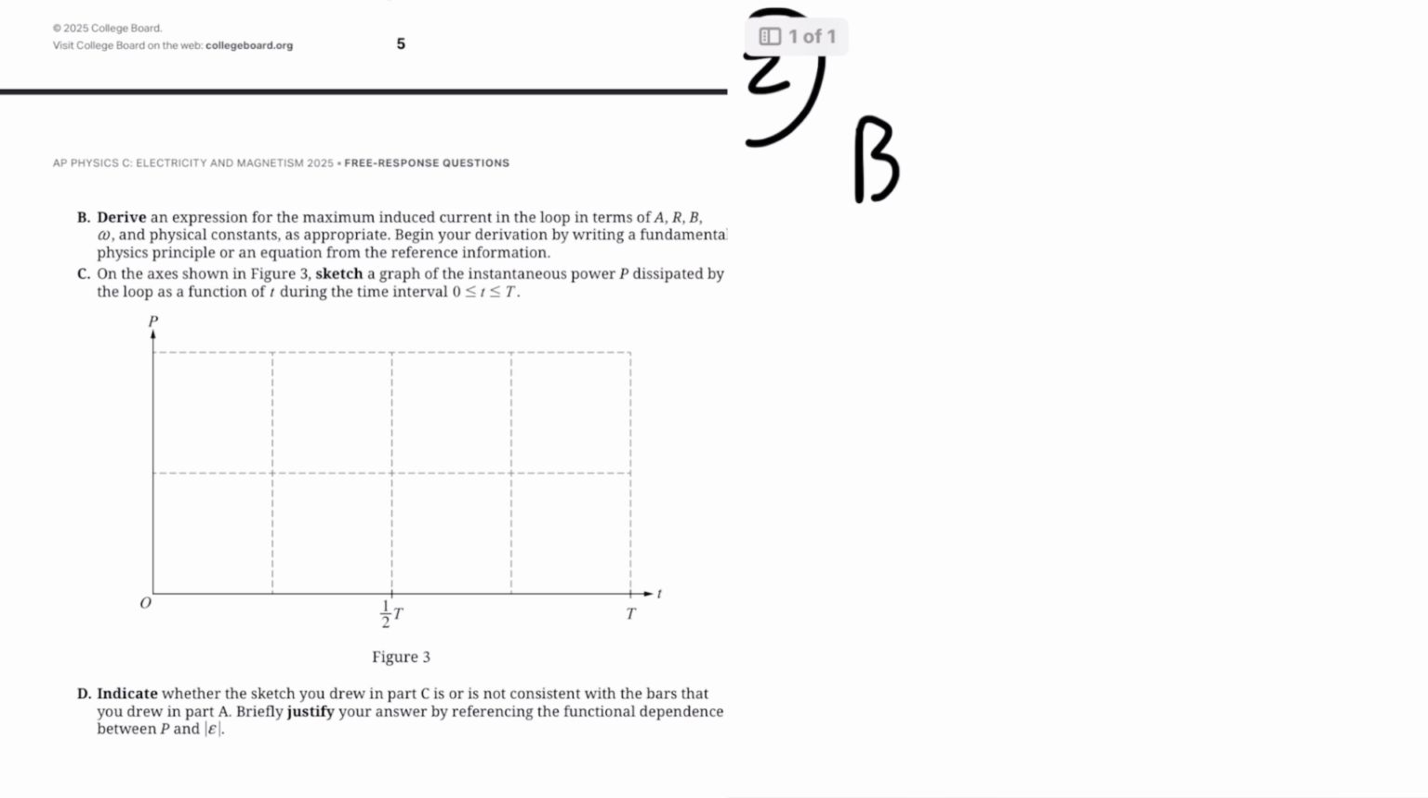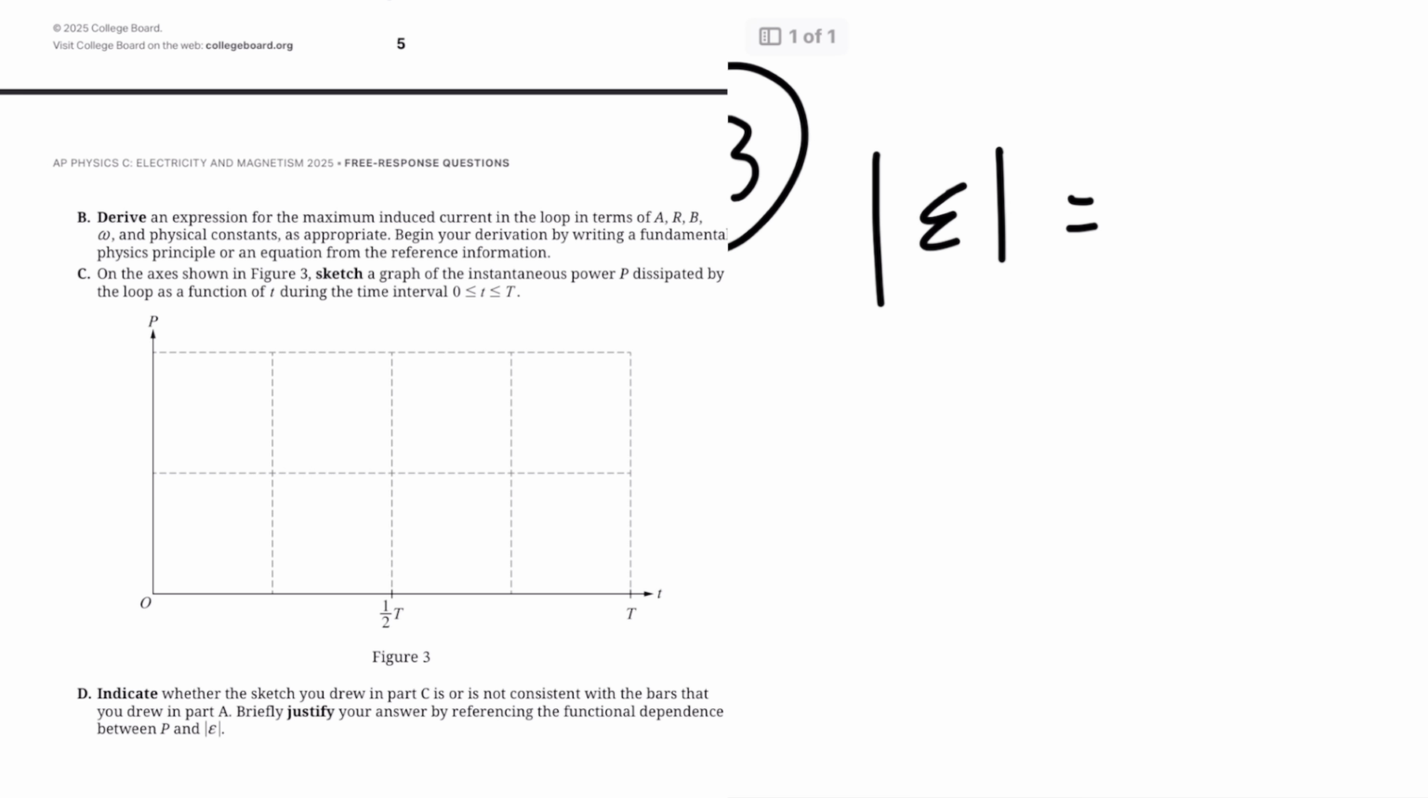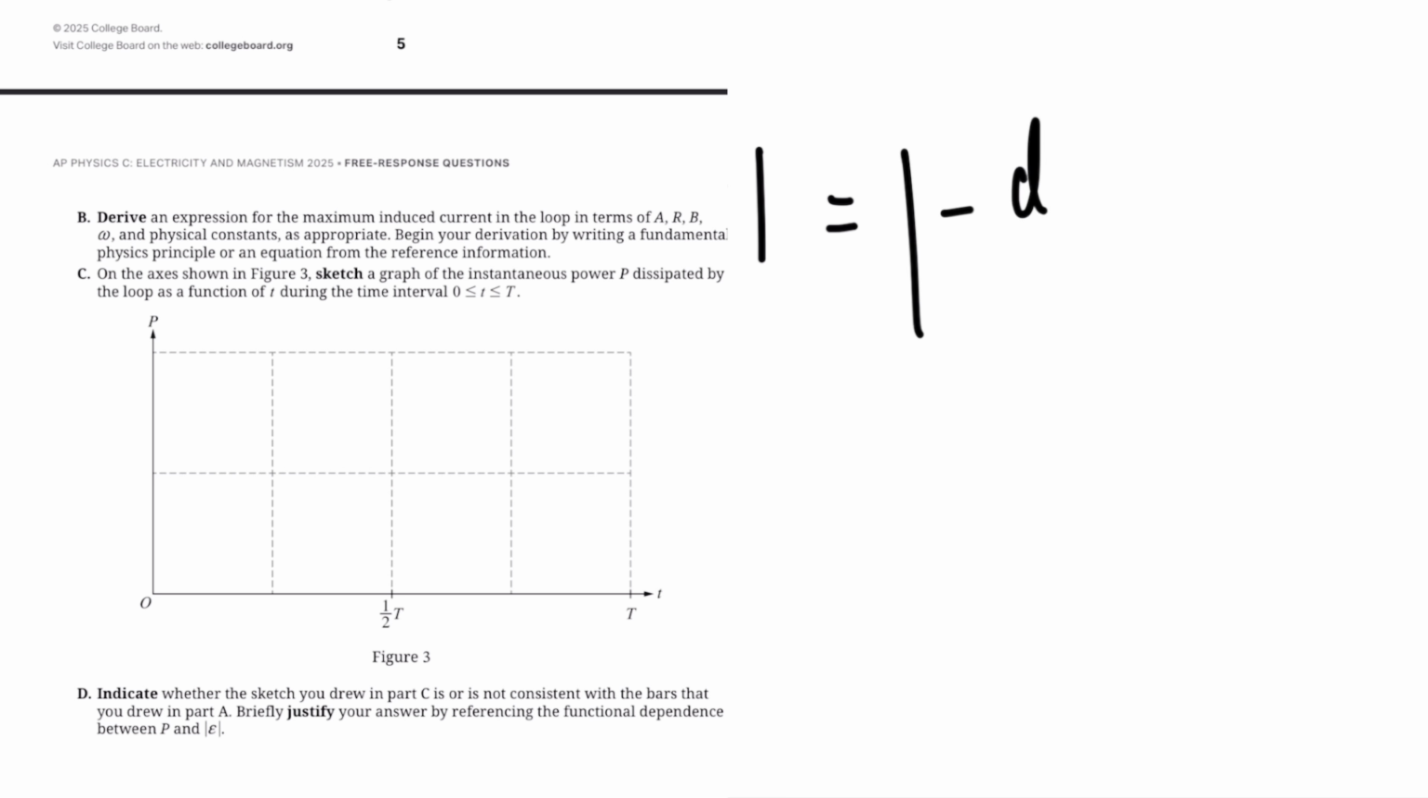So derive an expression for the maximum induced current in the loop in terms of A, R, B, W, and physical constants as appropriate. Begin your derivation by writing a fundamental physics principle or an equation from the reference information. So this is what they're baiting us to do. They want us to write Faraday's law. That is what you should start with, because in order to get to current, you need voltage. So let's write Faraday's law out fully.